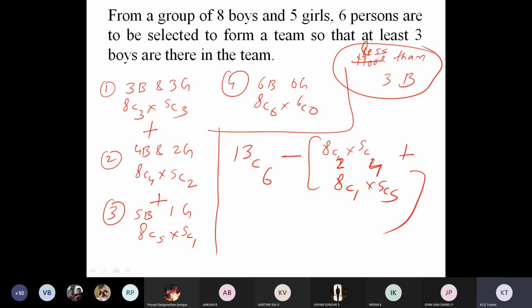I cannot go with 0 boys, because if I take 0 boys, I cannot make a team of 6 people, as there are only 5 girls available. So it's not possible with 0 boys and 6 girls. So only 2 cases: 2 boys, 4 girls, and 1 boy, 5 girls. As the condition was minimum 3, I have to select the opposite, so I have done less than 3 boys.